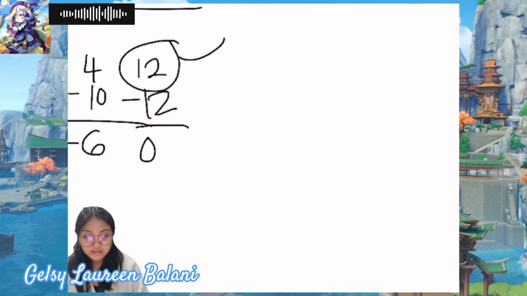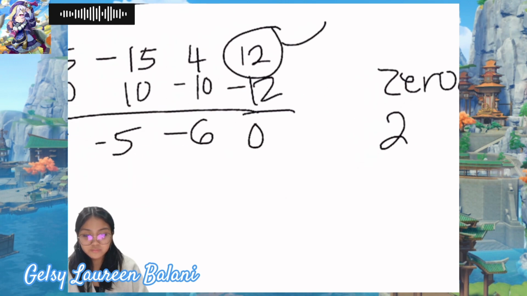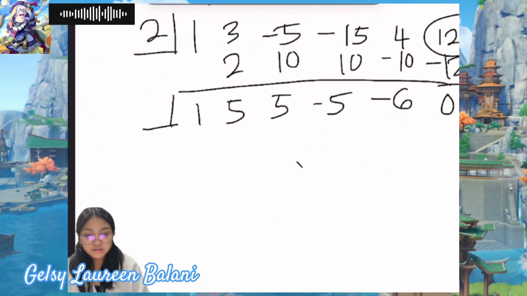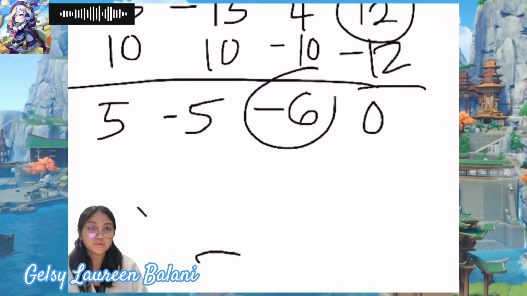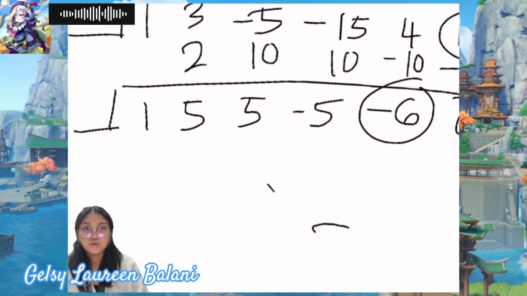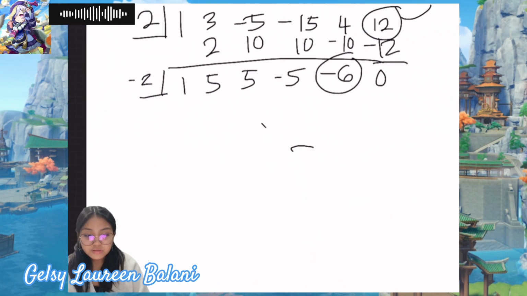Now, zeros. I'm going to write that down. 2. Think of a number that usually comes up when you hear the number -6. What usually pops up in my mind is, of course, -2 or 3. So we're going to be trying -2.